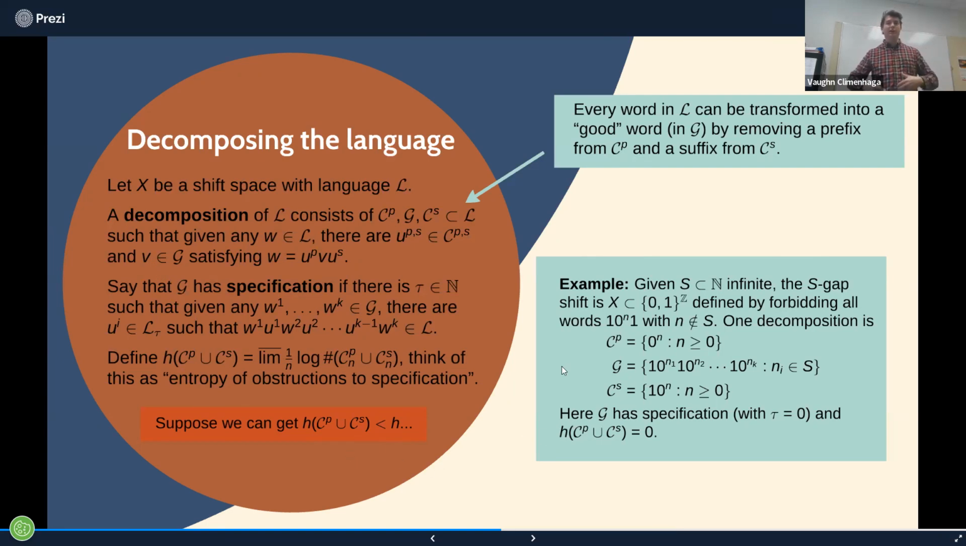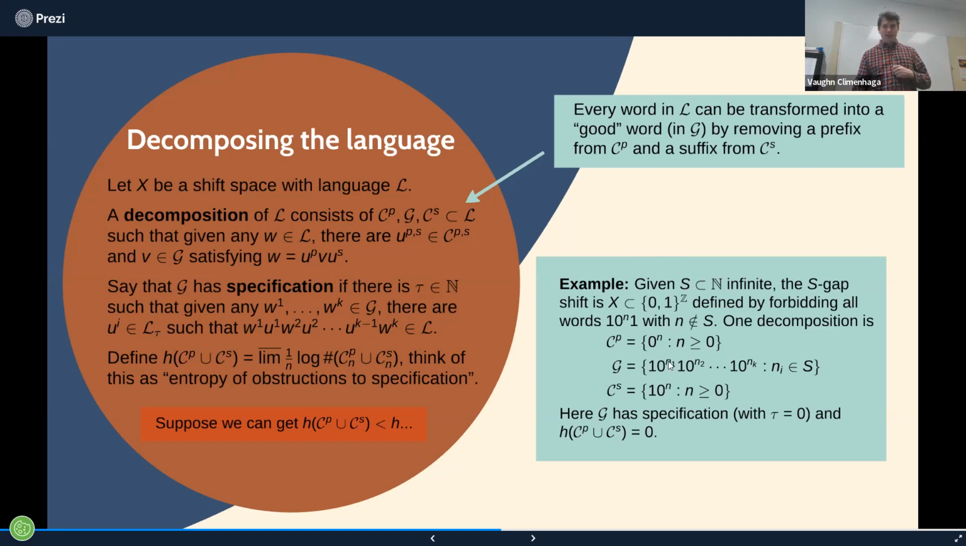But first, I should mention an example of a decomposition. One example is with the beta shift, and the survey paper describes that in some detail. The S-gap shift is maybe a little quicker to present. So the S-gap shift is what you get if you specify a set of natural numbers called S, which tells you which lengths of strings of zeros are allowed. So it's a space of bi-infinite sequences of zeros and ones. And anytime you see two ones with a string of zeros in between them, the length of that string has to be something from S.